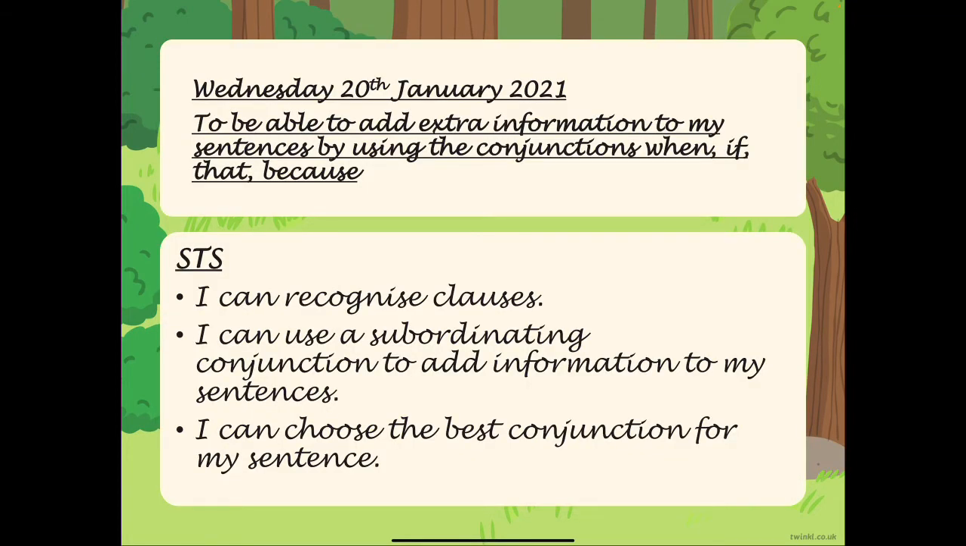Today our learning intention is to be able to add extra information to my sentences by using the conjunctions when, if, that and because. To be successful, we need to recognise clauses. We need to use a subordinating conjunction to add information to my sentences. And we're going to be choosing the best conjunction for my sentence.